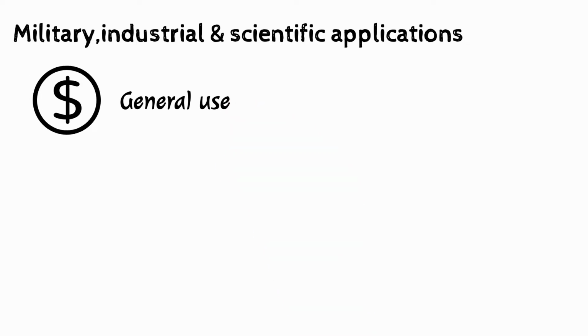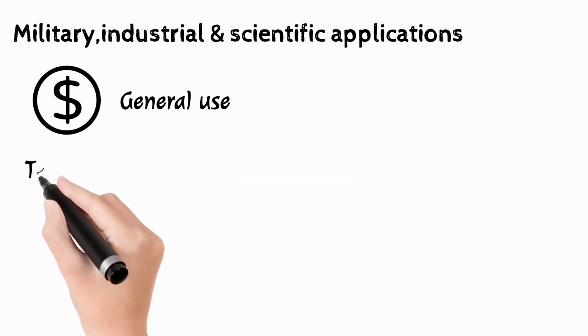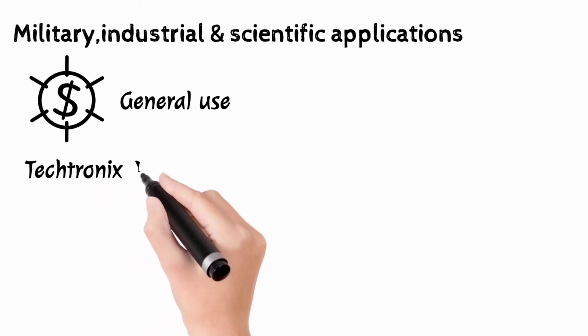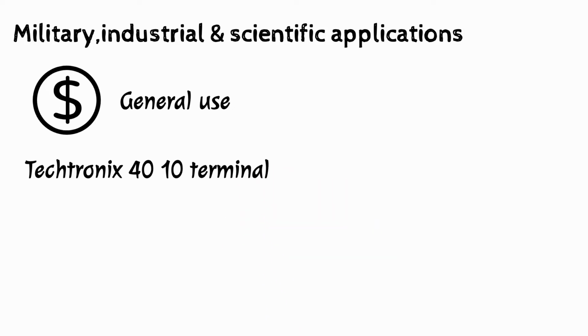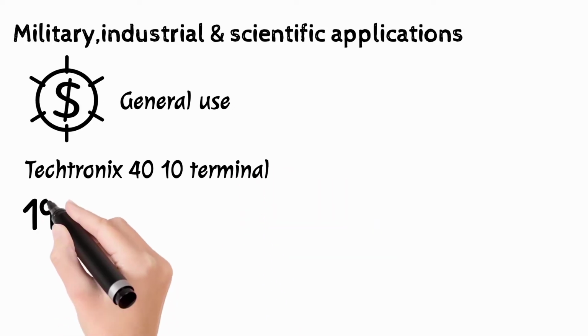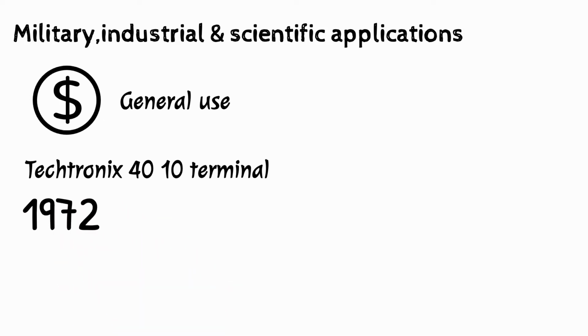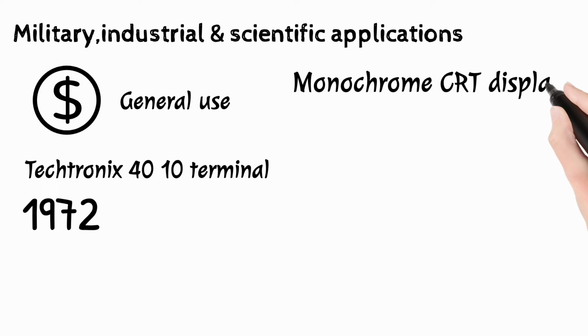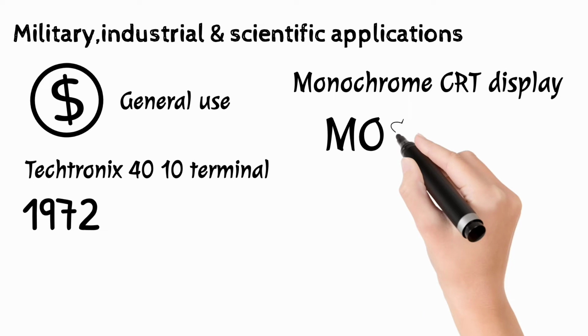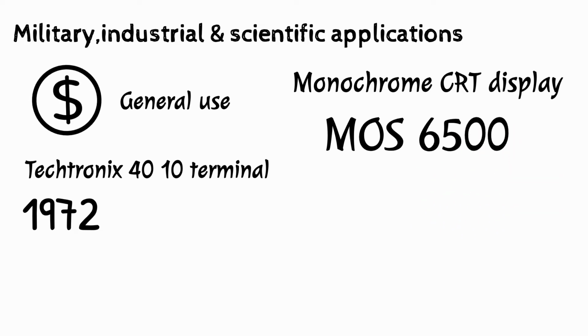Wider commercial use became possible after the release of a slow but affordable Tektronix 4010 terminal in 1972. Some of the earliest home computers, such as the TRS-80 and Commodore PET, were limited to monochrome CRT displays, but color display capability was already a possible feature for a few MOS 6500 series-based machines.